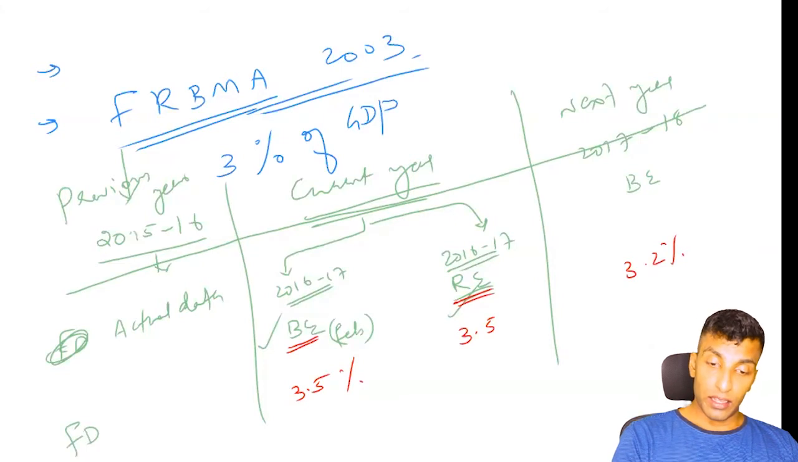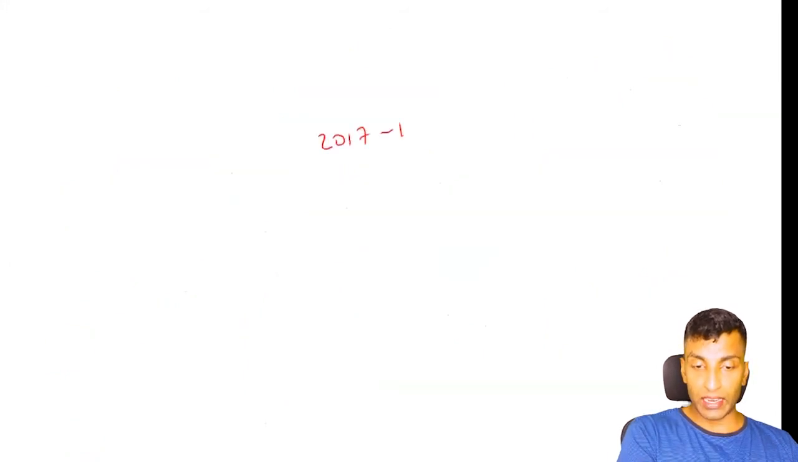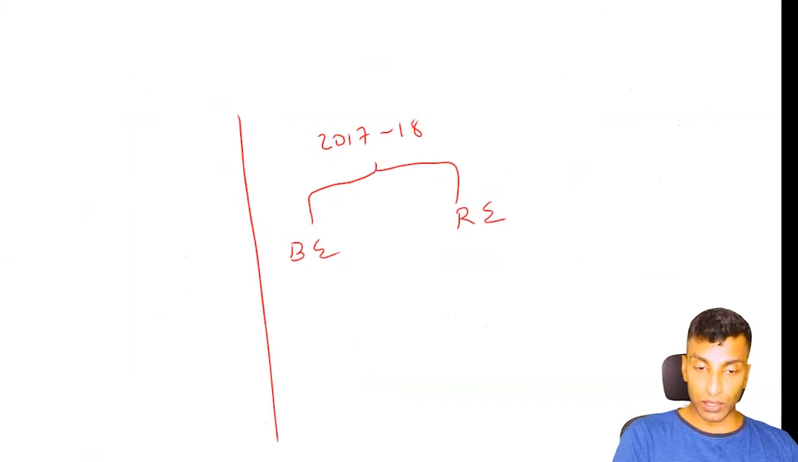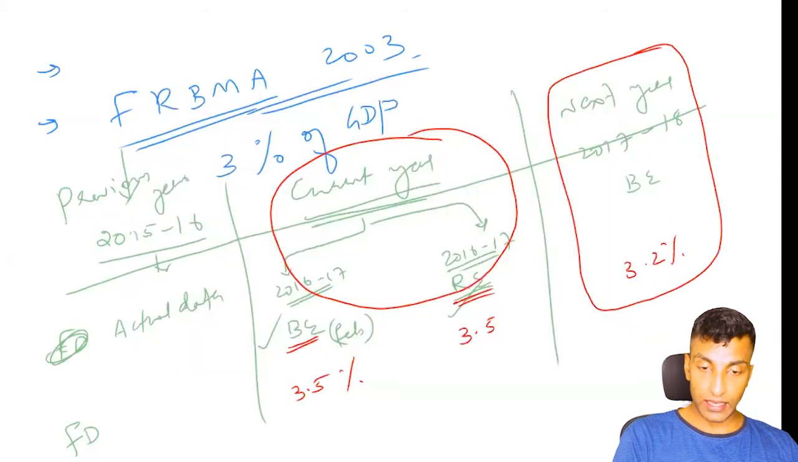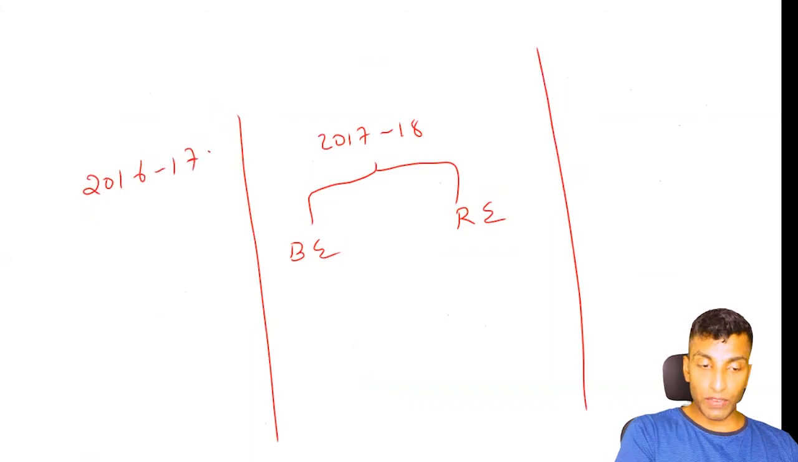Now see, what will happen next year? This will become the current year. So what will come in the middle? 2017-18, and in that there will be a budget estimate and a revised estimate. Then this will become the previous year. So 2016-17 will become the previous year, and here you will get the actual data. This is the previous year, this is the current year.